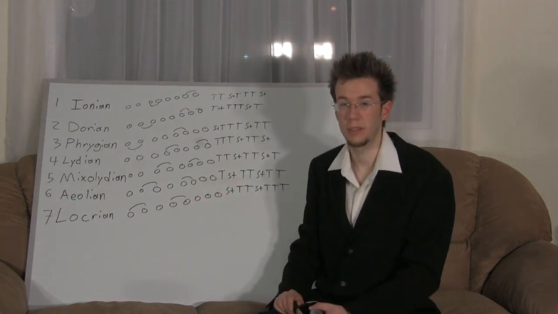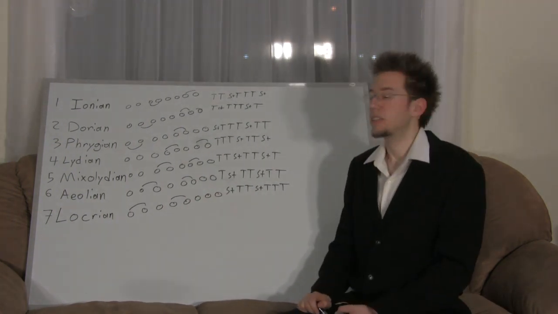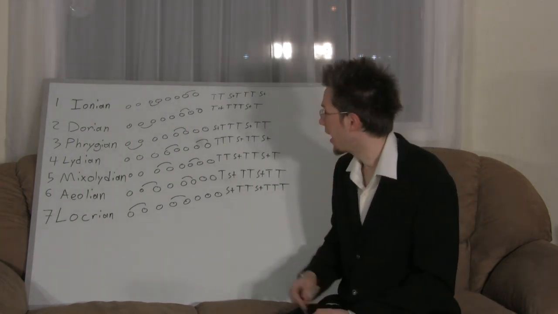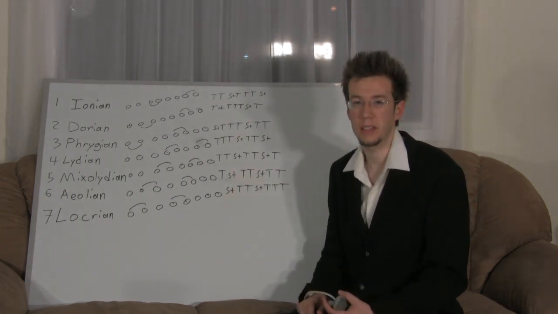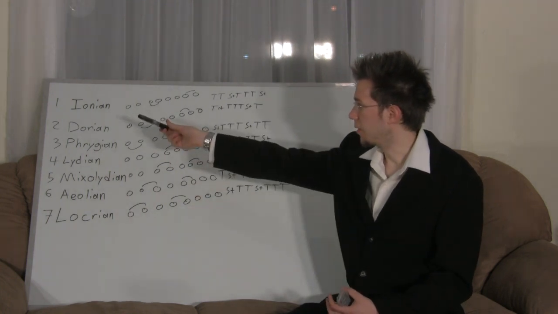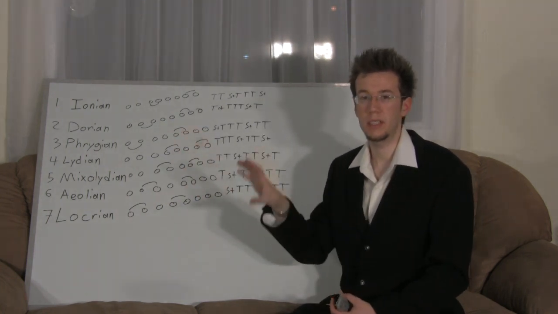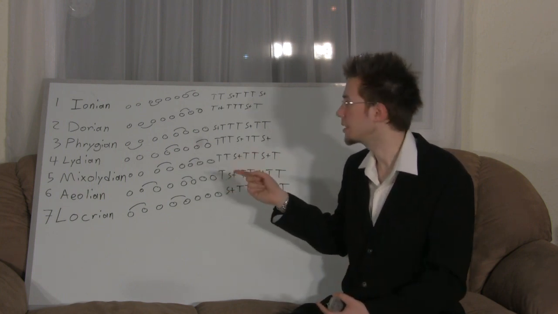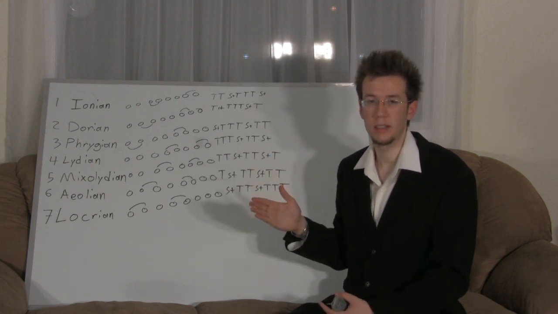Okay, pretty simple? Now how this works and correlates to the piano is this simple. For Ionian mode, start on the key of C and go C, D, E, F, G, and so on, all the way up to C. So you go C to C, okay?